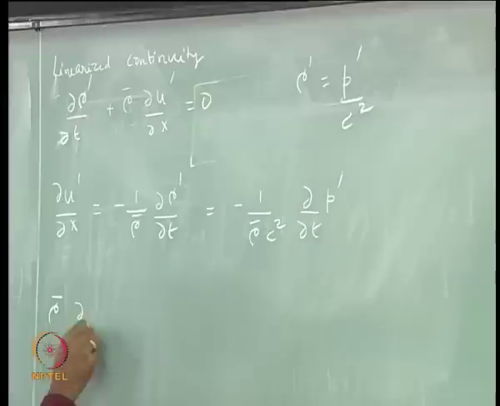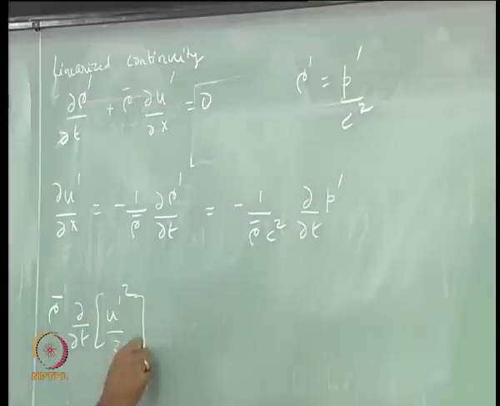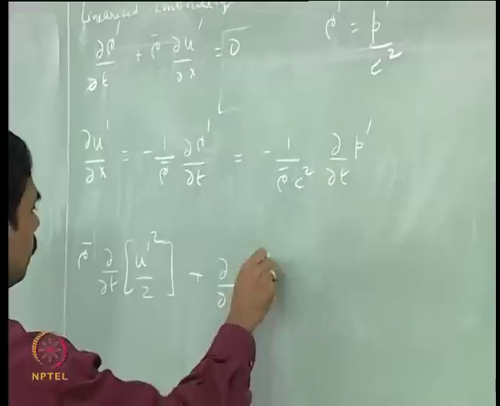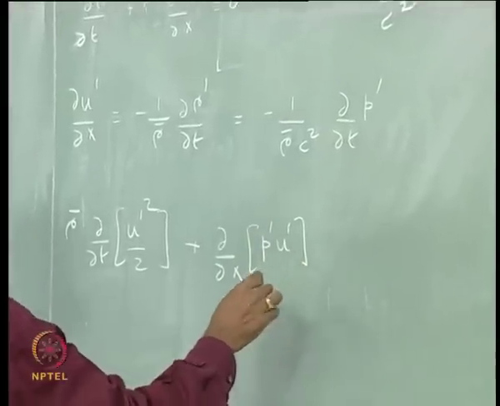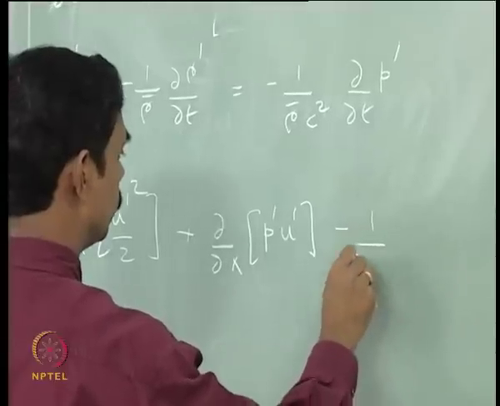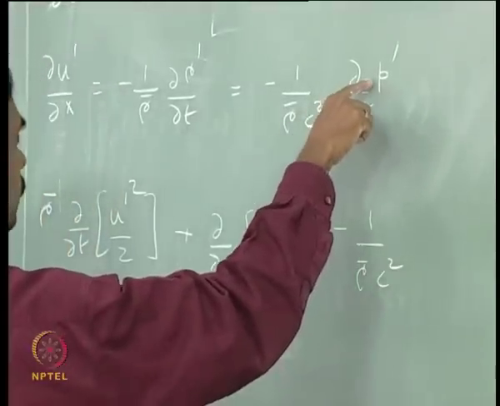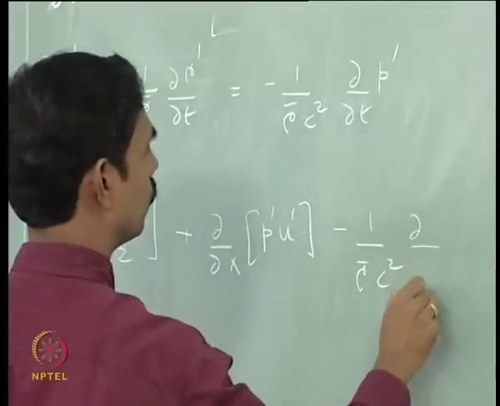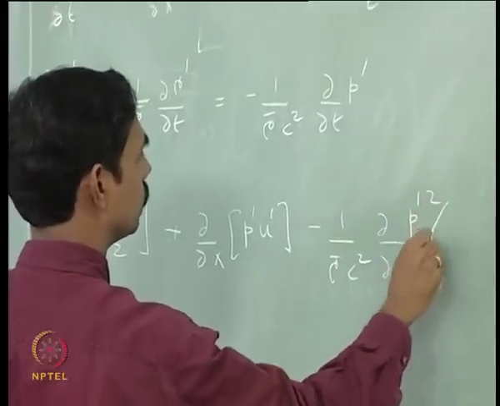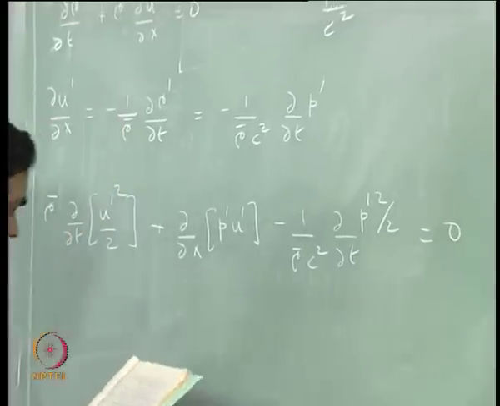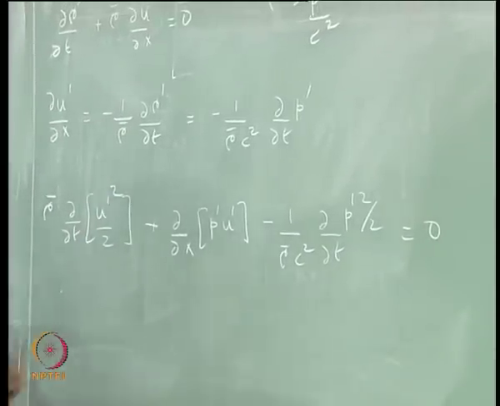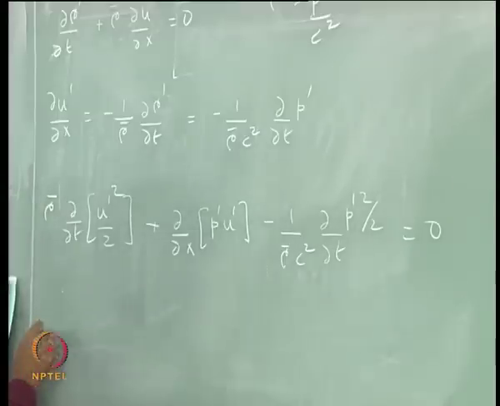rho bar dou by dou t of u prime squared over 2 plus dou by dou x of p prime u prime minus 1 over rho bar c squared. We have a p prime multiplying this dp prime by dt. So, you will get dou by dou t of p prime squared over 2 equal to 0. So, we can club this term and this term together and write it very nicely.